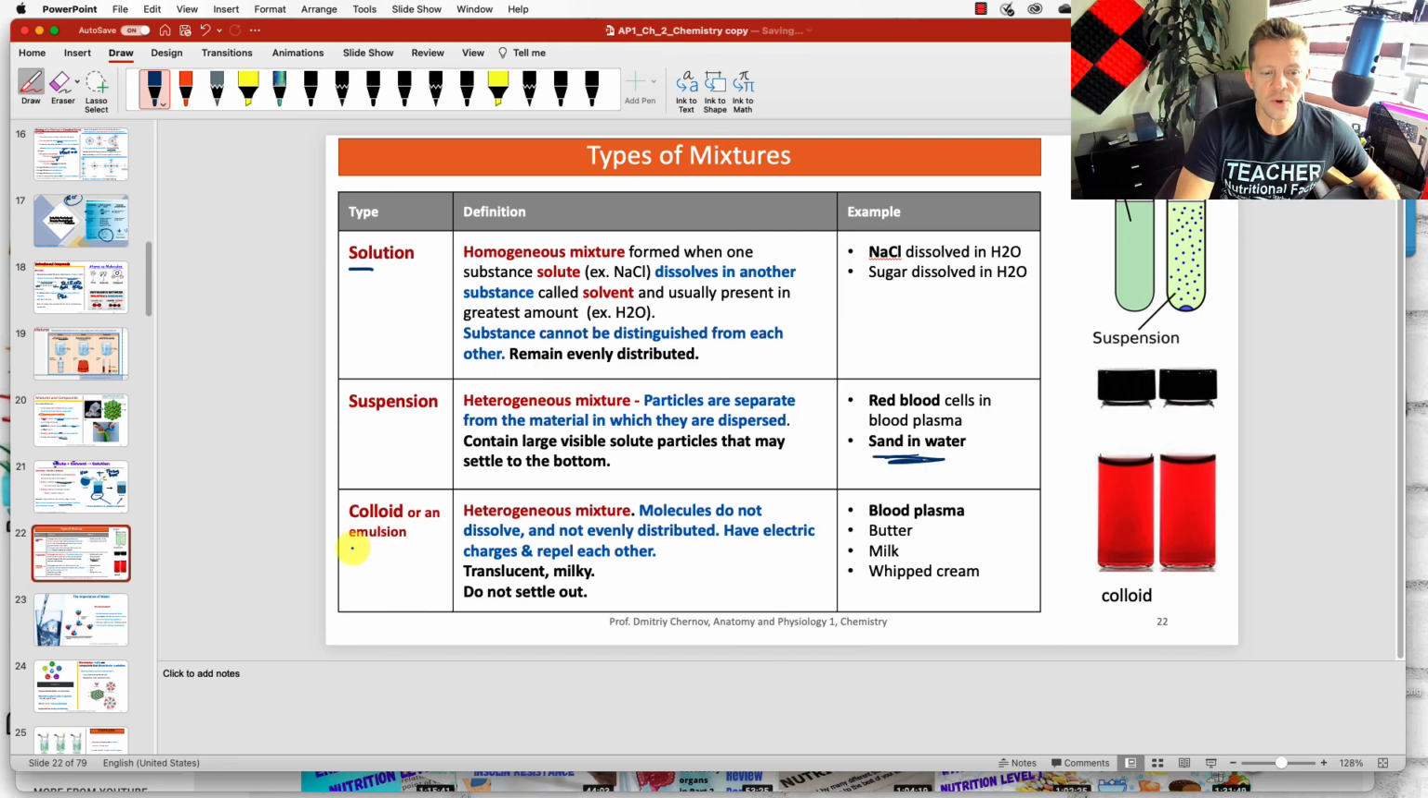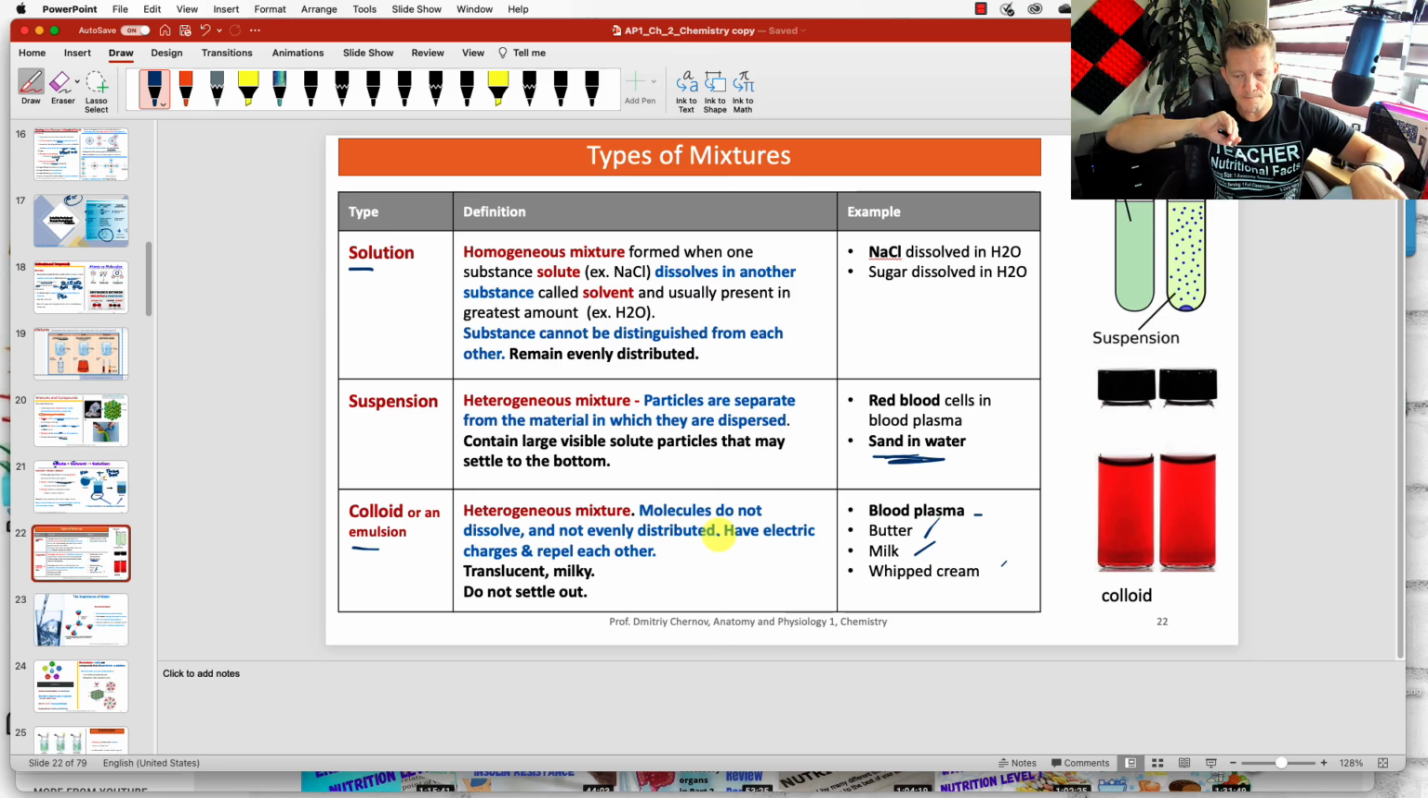So the colloid or an emulsion, it is butter, milk, whipped cream, blood plasma, also heterogeneous mixture. Molecules do not dissolve and they are not evenly distributed. There is an electric charge that they repel one another.